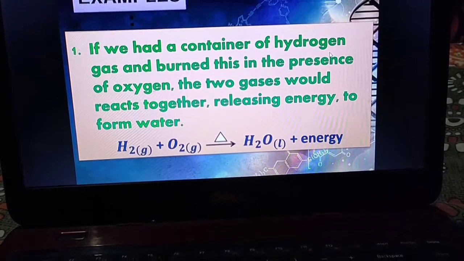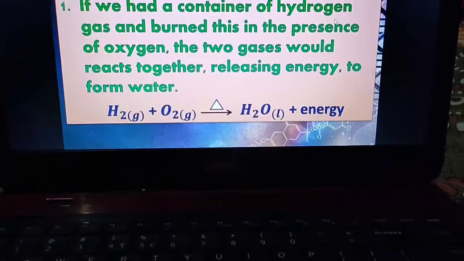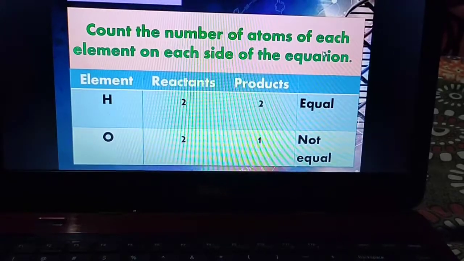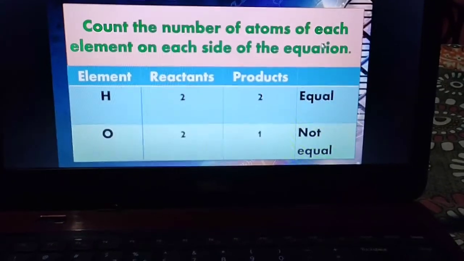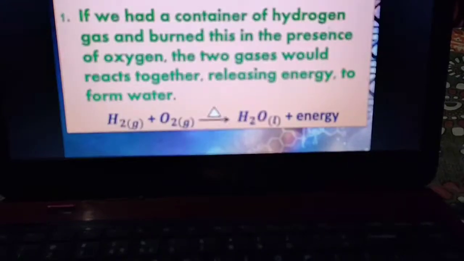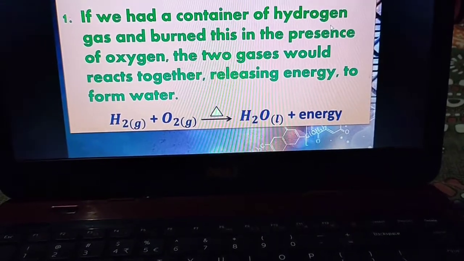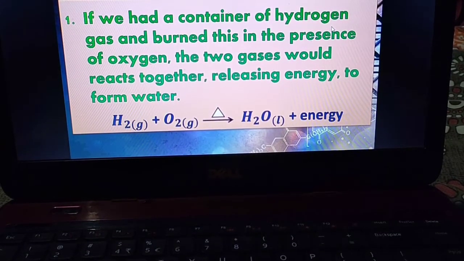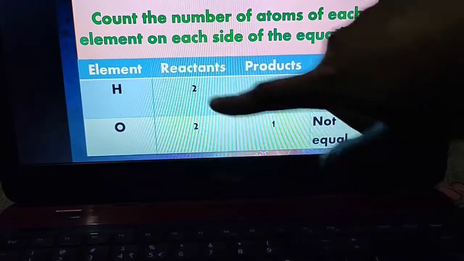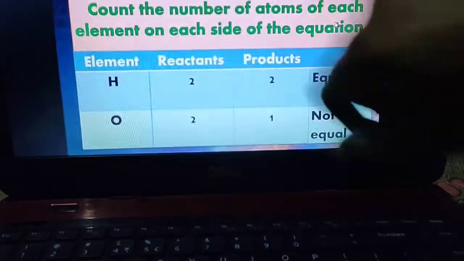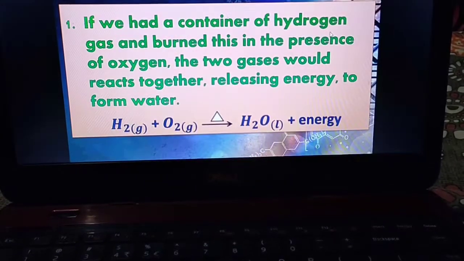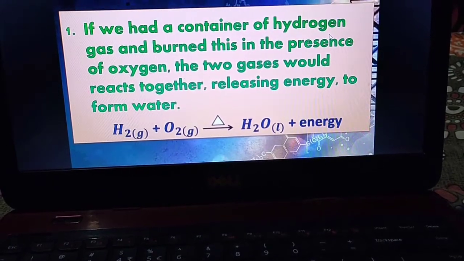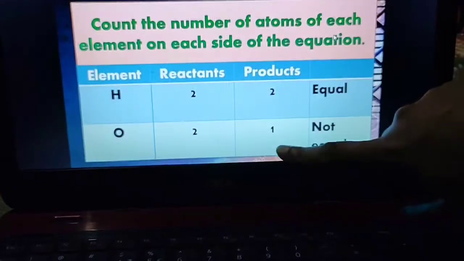So you have to balance this equation. How will you balance? You see here how we will balance. Now first of all you have to count the number of atoms of each element on each side of the equation. So how many elements are here? Hydrogen and oxygen. Two atoms of hydrogen and two atoms of oxygen are present on the reactant side. So we have written two hydrogen atoms and two oxygen atoms on the reactant side. Now how many atoms are there on the product side? Two atoms of hydrogen and one atom of oxygen. So here we have written two atoms of hydrogen and one atom of oxygen.